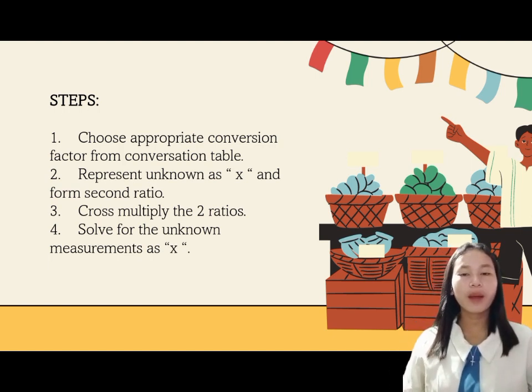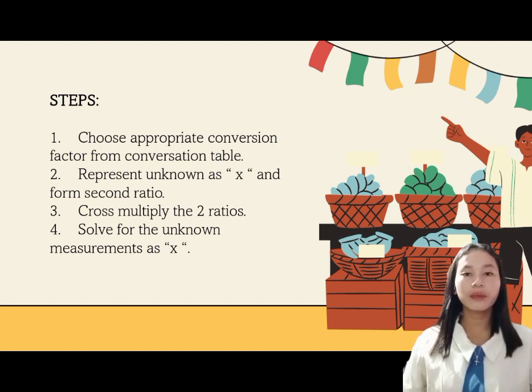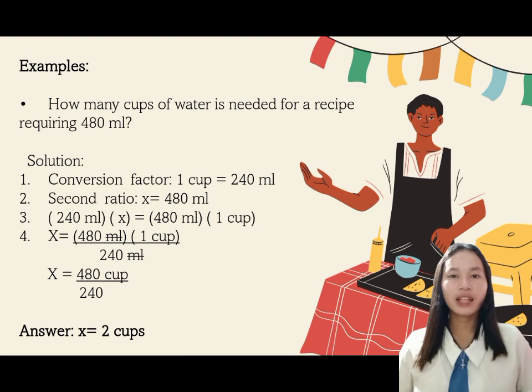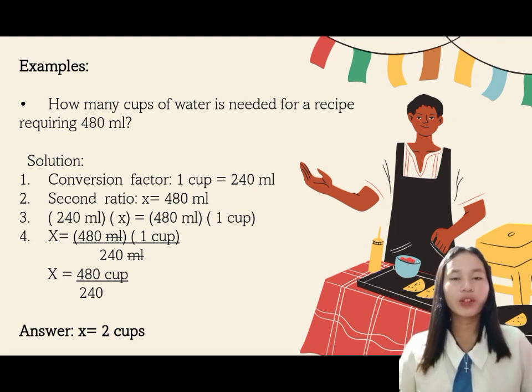First is to choose the appropriate conversion factor from the conversion table. Second, represent the unknown as x and form the second ratio. Third, cross-multiply the two ratios. And fourth, solve for the unknown measurement x. Next, let's move on to the examples. I prepared 2 examples for this topic.